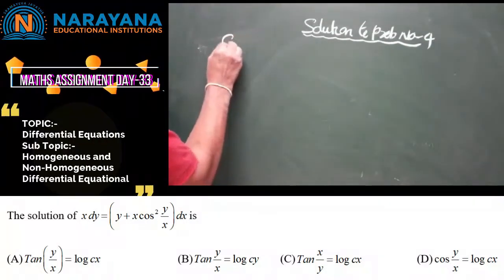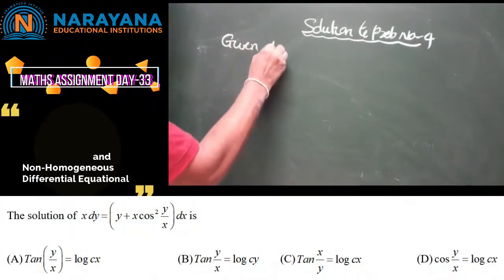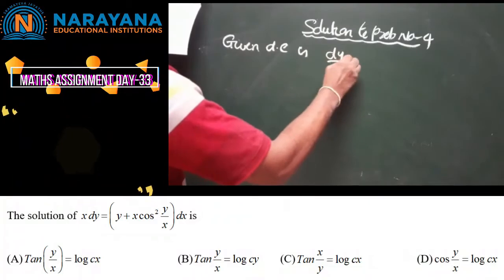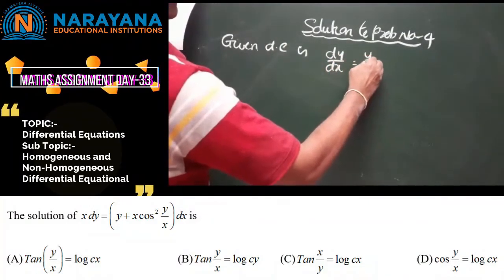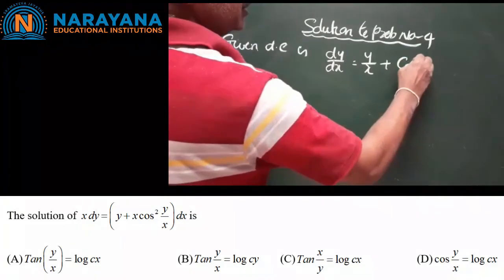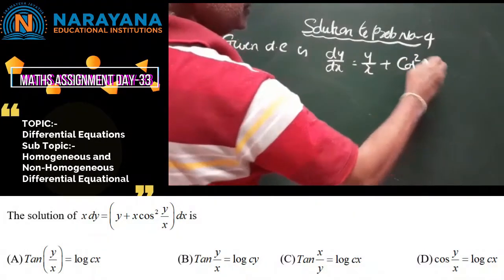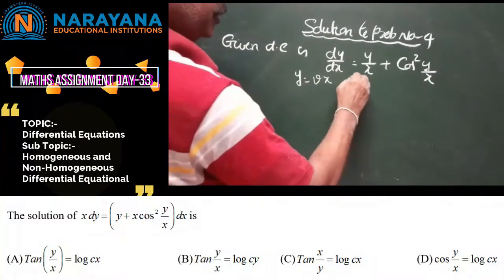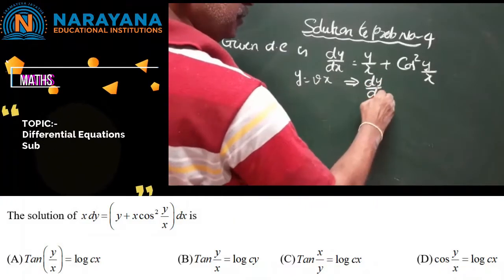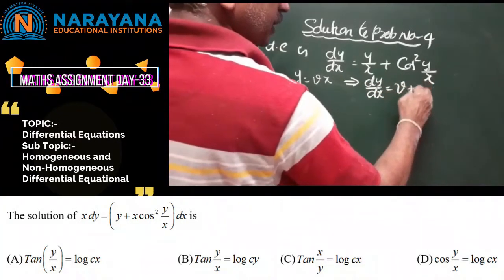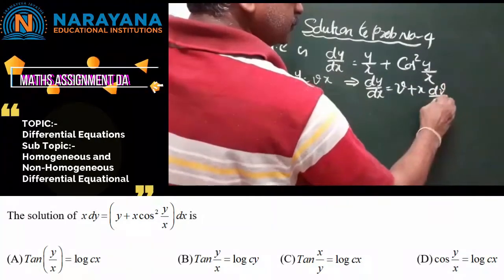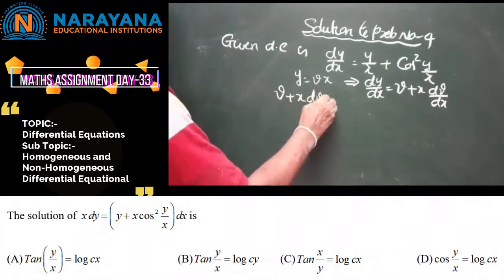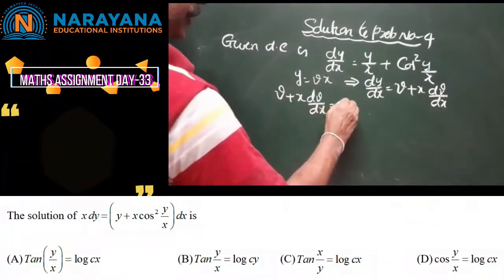Now, the given differential equation. We can write the given differential equation as dy by dx is equal to y by x plus cos square y by x. And as usual, we write y equal to vx. If you write y equal to vx, you get dy by dx equal to v plus x dv by dx. So v plus x dv by dx equal to v plus cos square v.